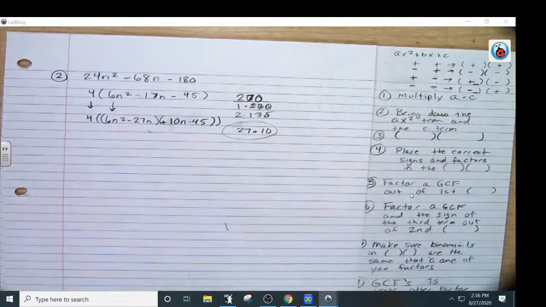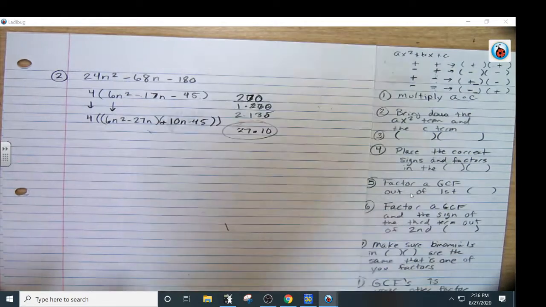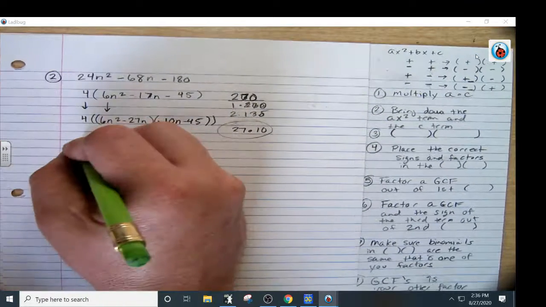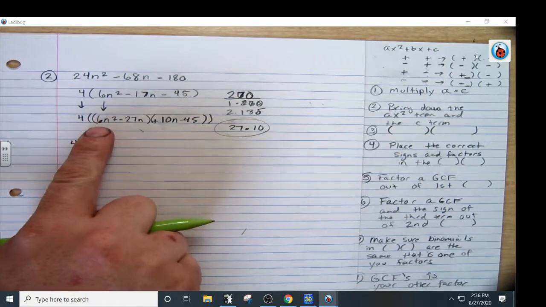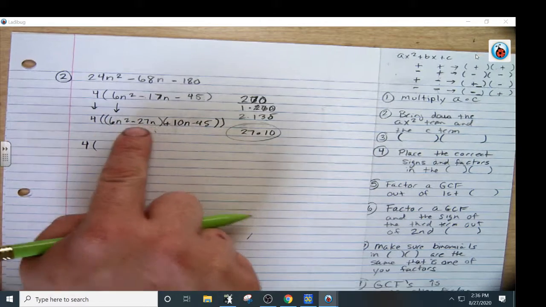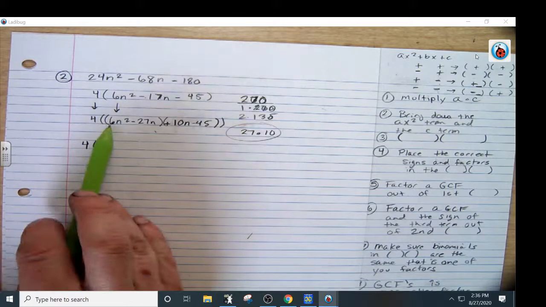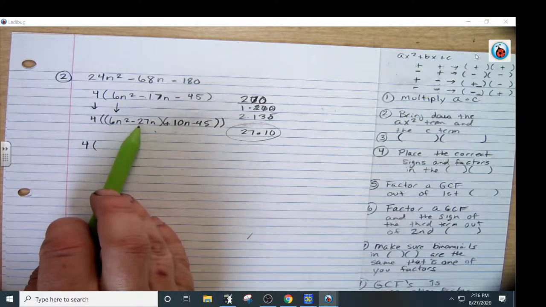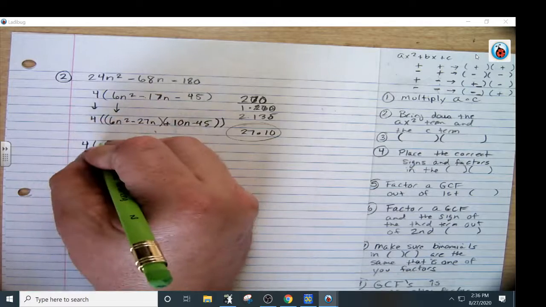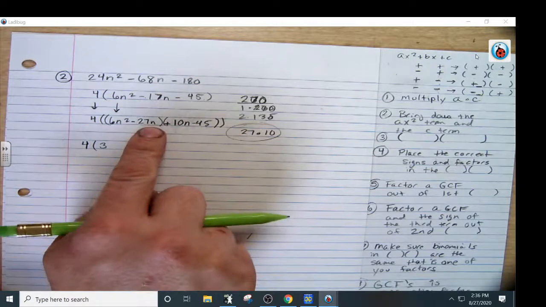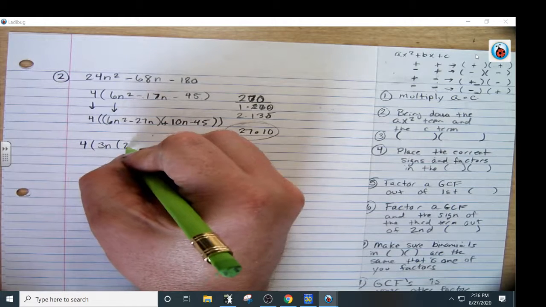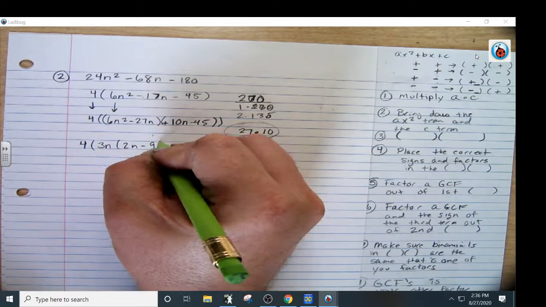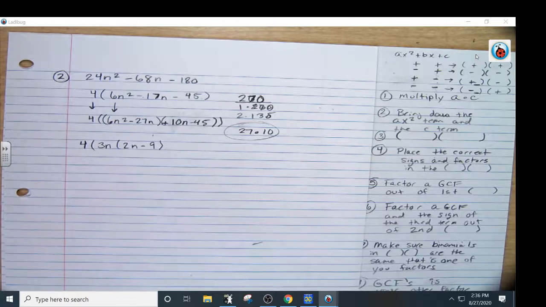All right. Now, step 5. Factor out GCF out of the first parentheses. So we're going to bring our original GCF down. Guys, if you think about it, the two numbers here have a common factor of 3, right? So 3. And I can also factor out an n. What's left over is 2n minus 9.